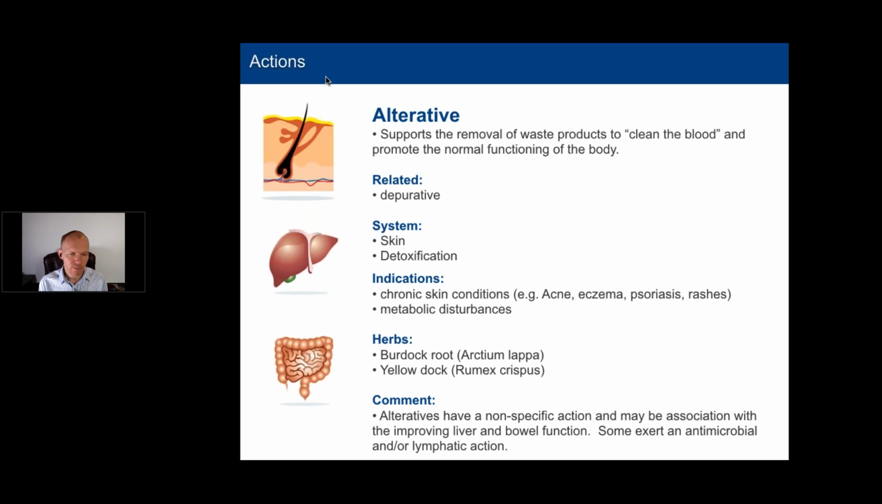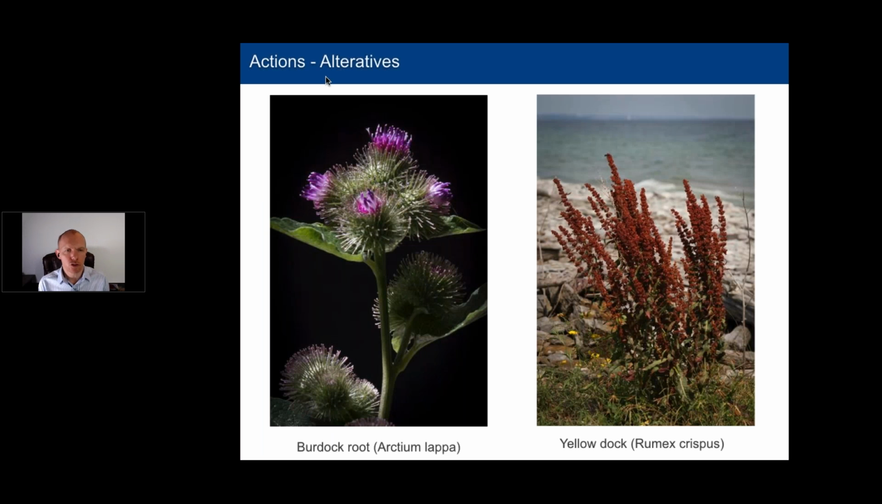Now, herbs that are specifically used for skin conditions are alteratives, and a couple of classic alteratives are burdock root and yellow dock. Now, burdock root, which is shown on the left there, is actually kind of a pretty little plant.